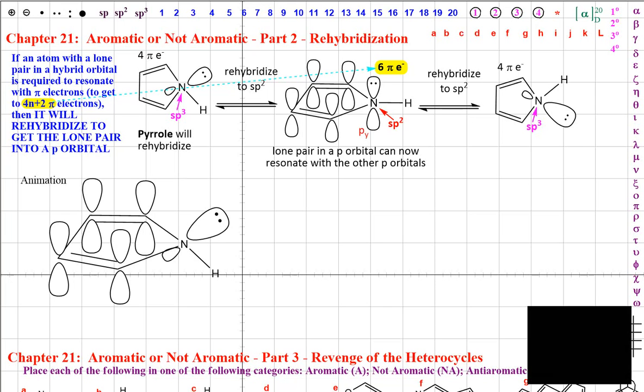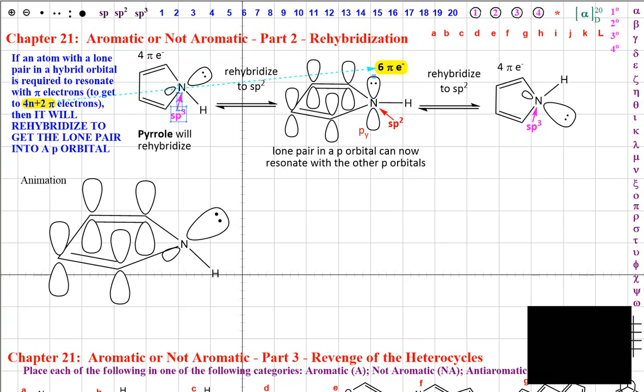Furthering our exploration of aromaticity, we're going to explore why pyrrole will rehybridize its lone pair from an sp3 orbital into a p orbital so that it can take advantage of the fact that p orbitals resonate with other p orbitals. These are p orbitals being used for pi bonds. They can now resonate with this p orbital with a lone pair.